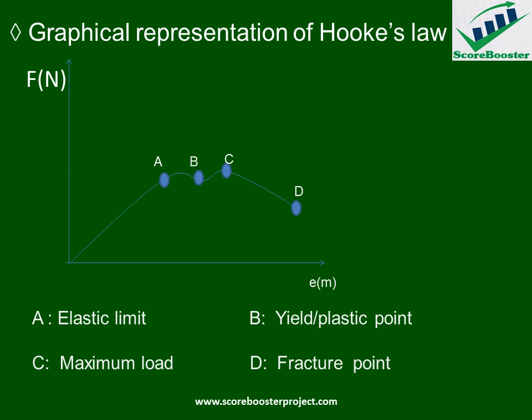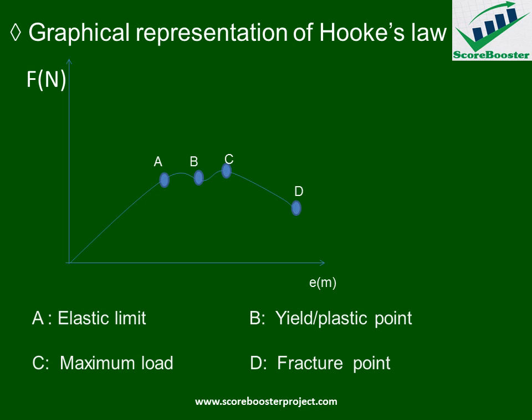Now, the next thing to discuss is the graphical representation of Hooke's law, which can be got by plotting the force in Newton against extension E in meter. And in that, we have the curve as shown above. And we have 4 different points, A, B, C, and D. Now, the region from the origin of the curve to A represents the region that obeys Hooke's law, while the other regions, such as B, C, and D, do not obey Hooke's law.